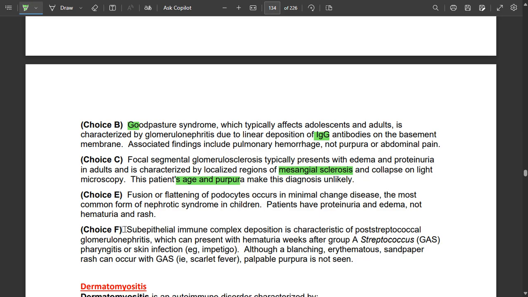Similarly, subepithelial immune complex deposition is characteristic of PSGN. There is a dome-and-spike pattern, due to subepithelial immune complex deposition.